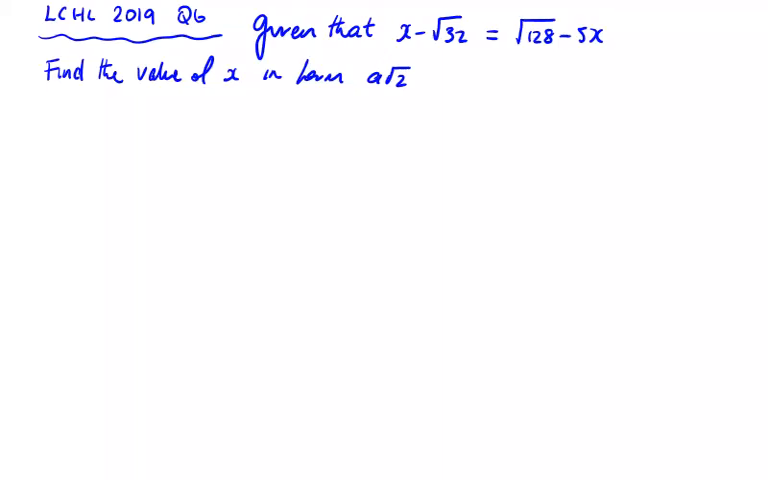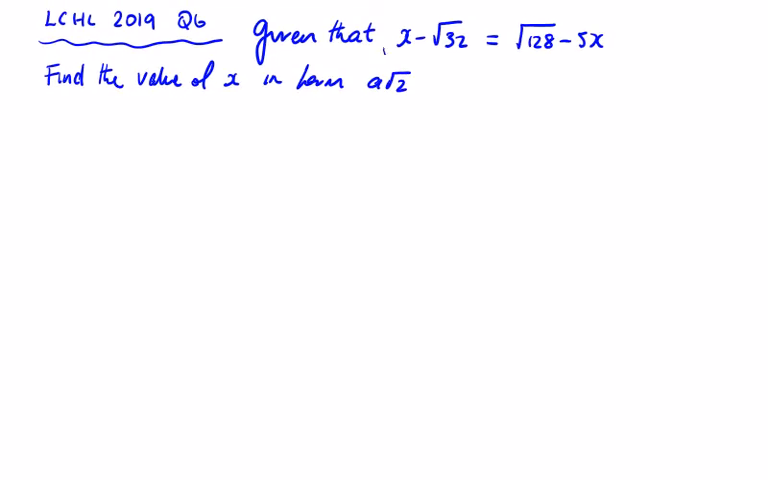Question 6 in the Leaving Cert Higher Level 2019, we're told that x minus root 32 is equal to 128 minus 5x. Find the value of x in the form a root 2. So there's a clue in the question here, this root 2. You should know already from surds that the square root of 32 is the square root of 16 by the square root of 2, which is 4 root 2.